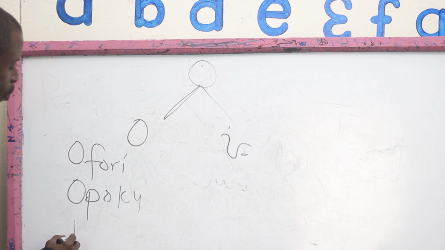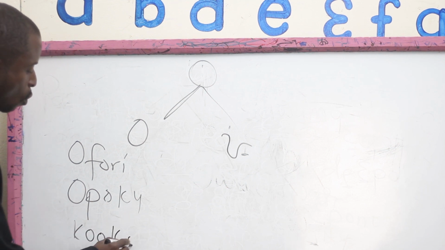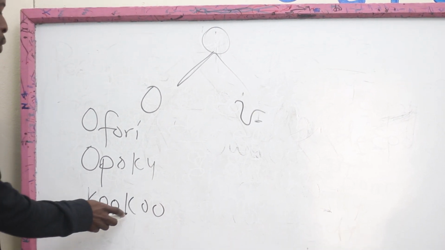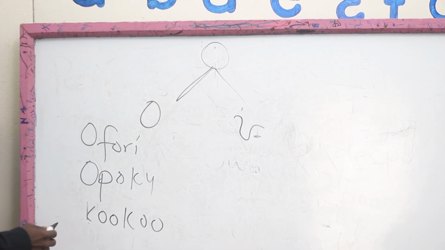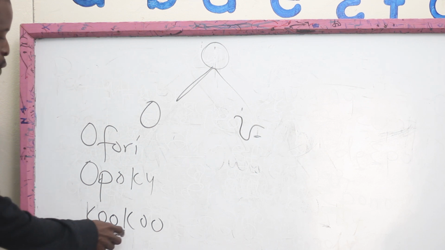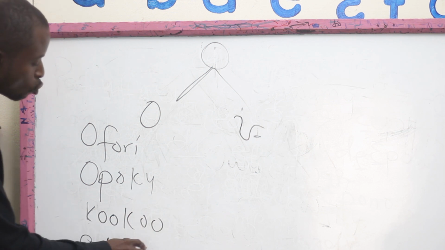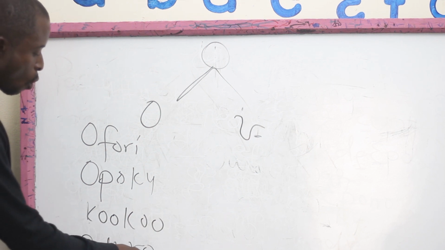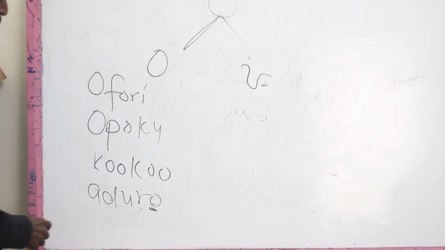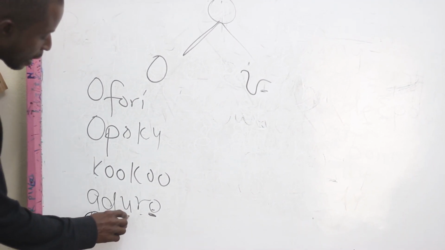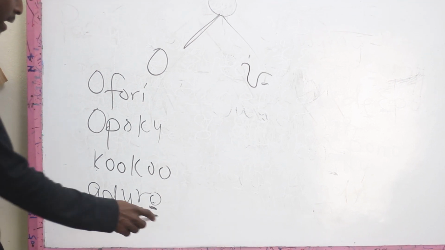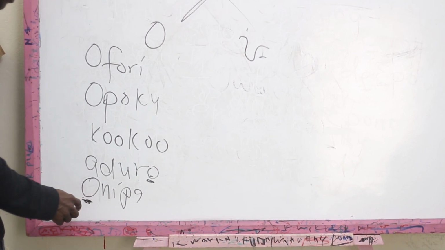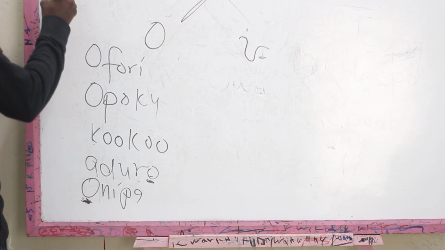We also have kuku. Kuku is a fruit tree, one of the popular fruit trees in Ghana. Kuku. Eduro. Onipa. Onipa, as in man. This is the singular for man. Onipa. The plural is something like this.